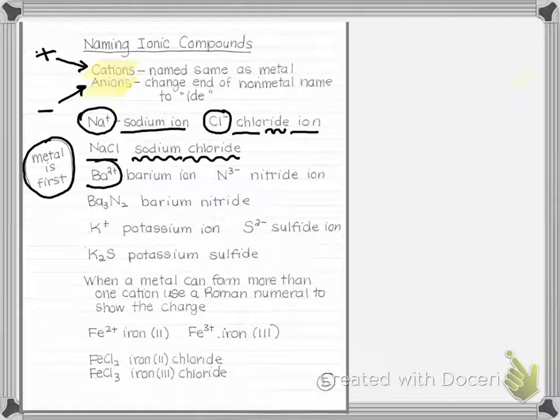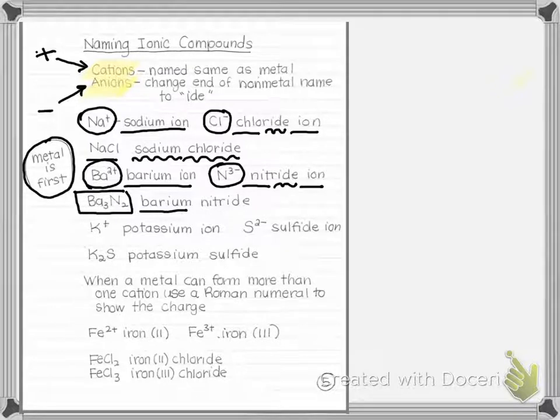Here is the cation, barium, so we name it the same as the metal, barium ion. The anion is from nitrogen, so we change the ending to IDE right here, and we get nitride ion. So then we have the formula right there. We name the metal the same as the metal, barium, and then the nonmetal has the IDE ending, nitride. So we just call it barium nitride.